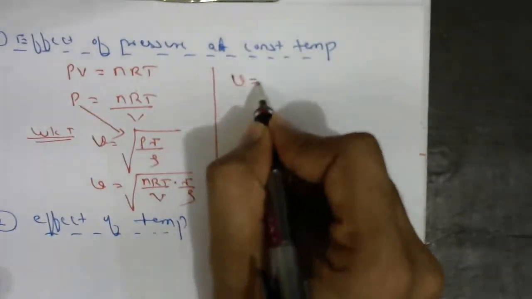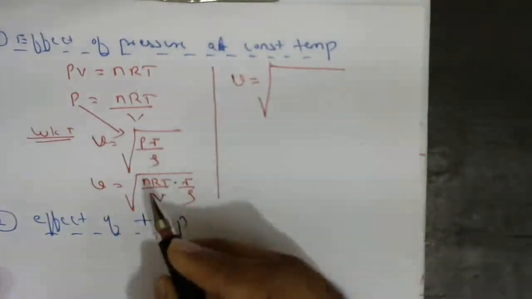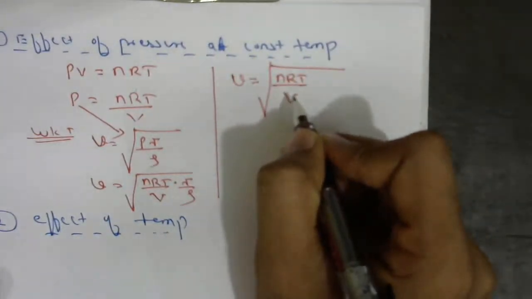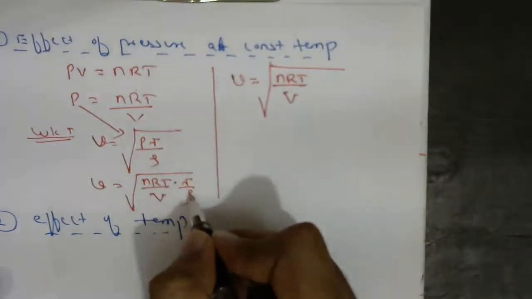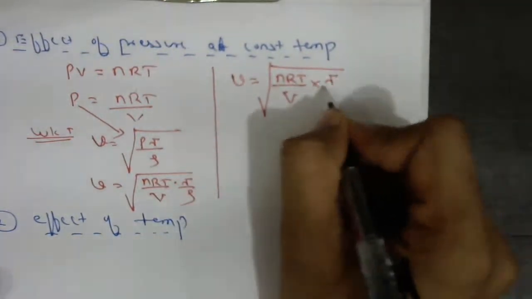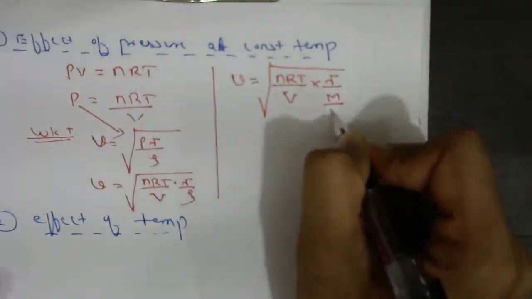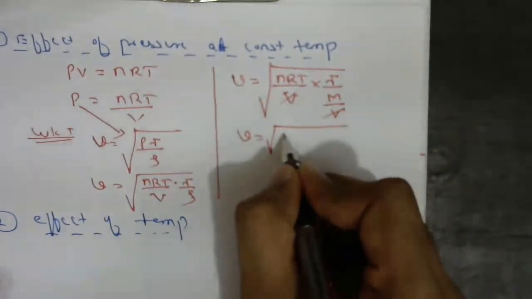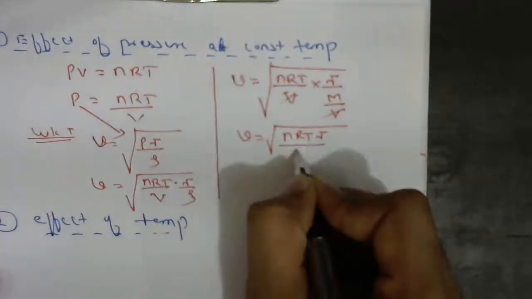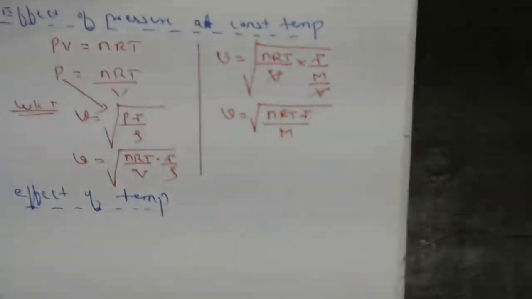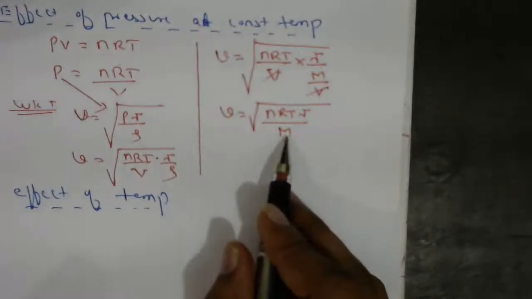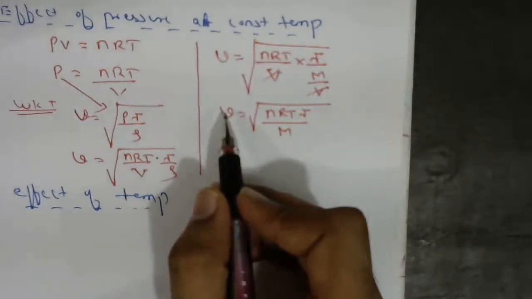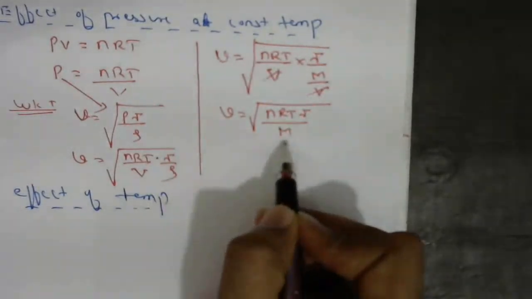Next, velocity of sound is equal to square root of nRT upon V. Volume can be kept as it is, or we can replace density or volume, anything. I'll replace density, gamma. Density can be written as mass by volume. Volume gets cancelled. Velocity of sound is equal to square root of nRT gamma by m. Here m is nothing but the molecular mass of that gas, the gas in which the sound is propagating.